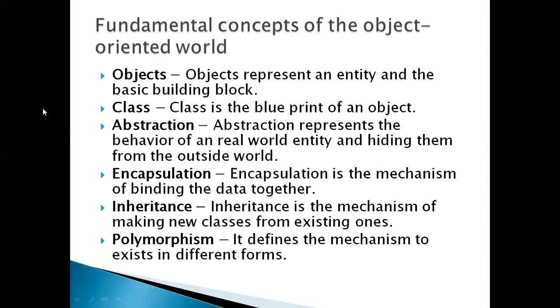What is inheritance? Inheritance means deriving a new class from an existing class. Parent class and child class. The child class can use all the properties and methods of the parent class. The parent class is also known as base class or superclass. The child class is also known as subclass or derived class. Polymorphism. Polymorphism means many forms of a single object.